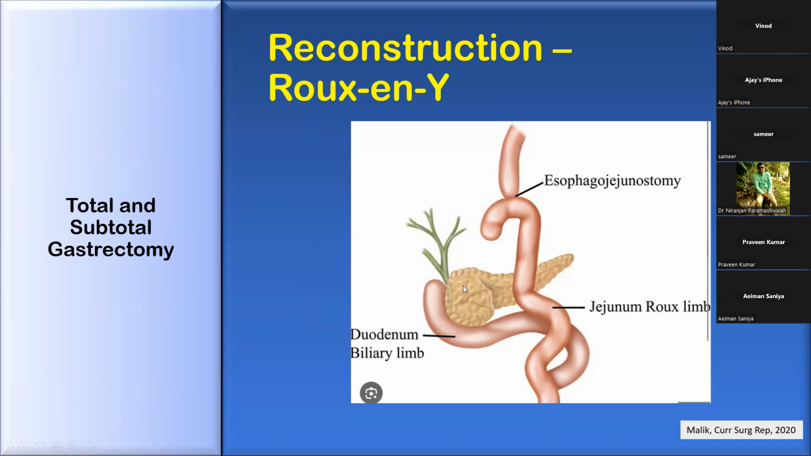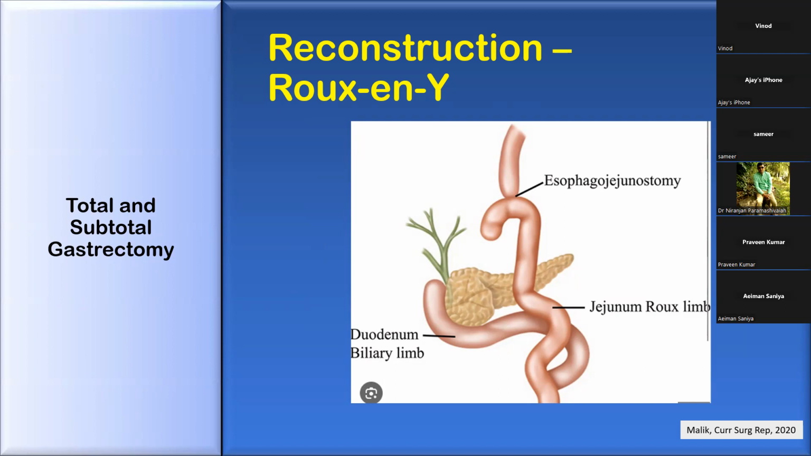So let's go to the reconstruction part of what we do. The first one I've taken is the total or the subtotal gastrectomy. You have several options, and I'm going to mention the three common ones that we use. The first one is a Roux-en-Y. You take the biliopancreatic limb. This is the DJ flexure. From there, you cut the jejunum, and the cut end of the jejunum is drawn up to the end of the esophagus. Remember, this is a total gastrectomy.